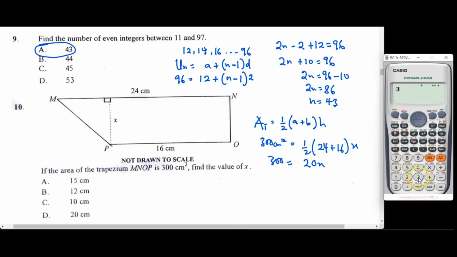So 300 divided by 20, that gives you an answer of 15. So 15 centimeters, which is this. Let's move on to the next.